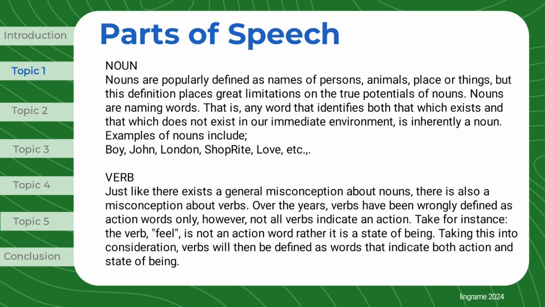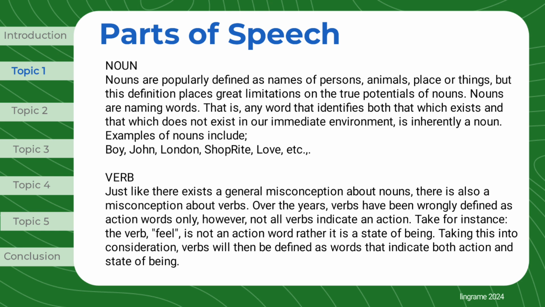Noun. Nouns are popularly defined as names of persons, animals, place or things, but this definition places great limitations on the true potentials of nouns. Nouns are naming words. That is, any word that identifies both that which exists and that which does not exist in our immediate environment, is inherently a noun. Examples of nouns include boy, John, London, ShopRite, love, etc.